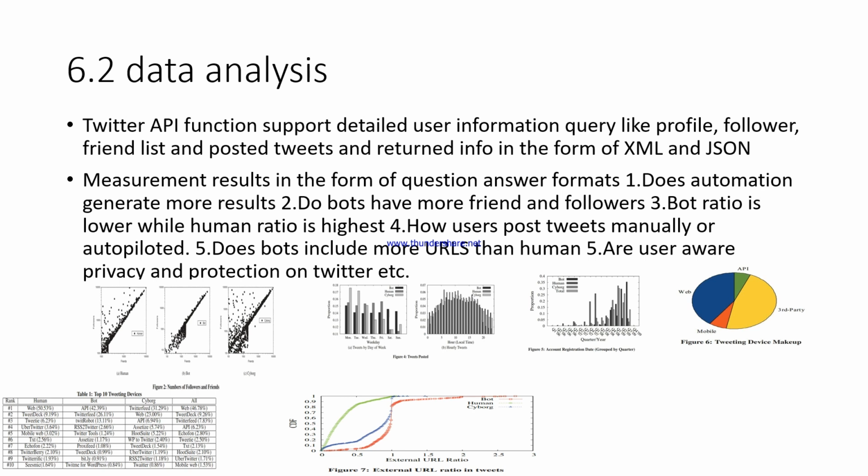How do users post tweets, manually or on autopilot? Human users post tweets manually, and bots post tweets in autopilot mode. Once a human user logs in, all the retweeting and posting of RSS feeds and posts that were already posted is done by the bot. Do bots include more URLs than human beings? That's also true, because bots basically contain spam, links, and malicious content.